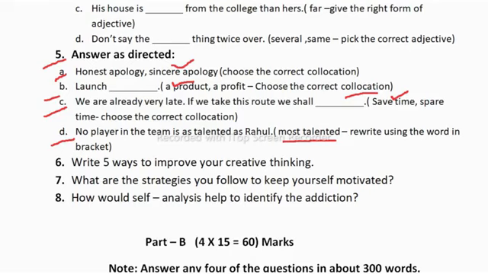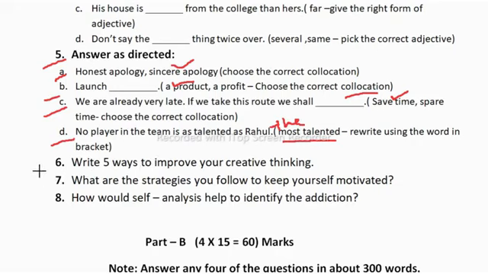So why are we using most talented here? Because we are talking about the whole team. And the superlative degree always takes the article the. We have to write the before the superlative degree. That Rahul is the most talented player in the team. This will be your correct answer.